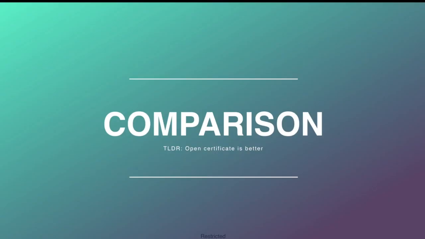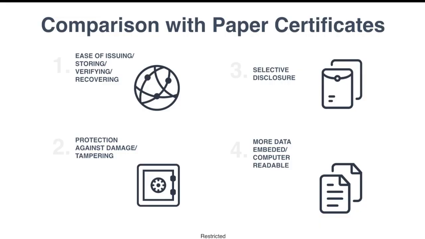Now, let's compare OpenCerts to paper certs. First of all, OpenCerts allow us the ease of issuing, storing, verifying, and recovering certificates. Additionally, it protects against damage and tampering of certificate data. Thirdly, it allows students to take over the control of what they want to disclose to the employers. Lastly, it presents the data in a computer-readable format and also allows more data to be embedded into the document.